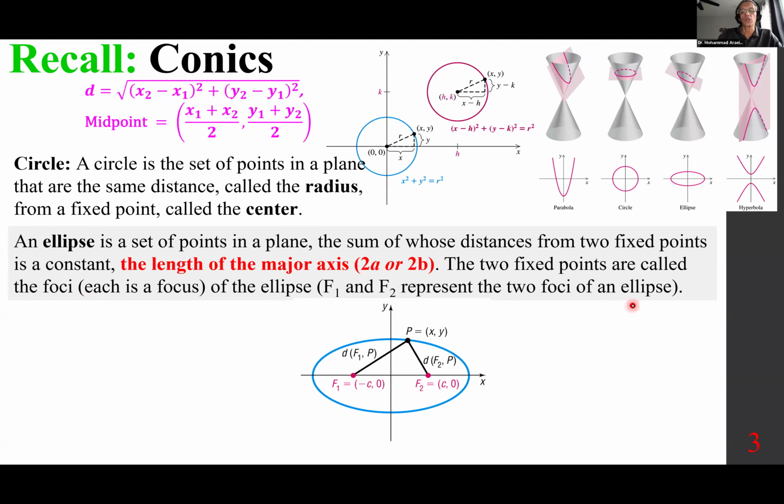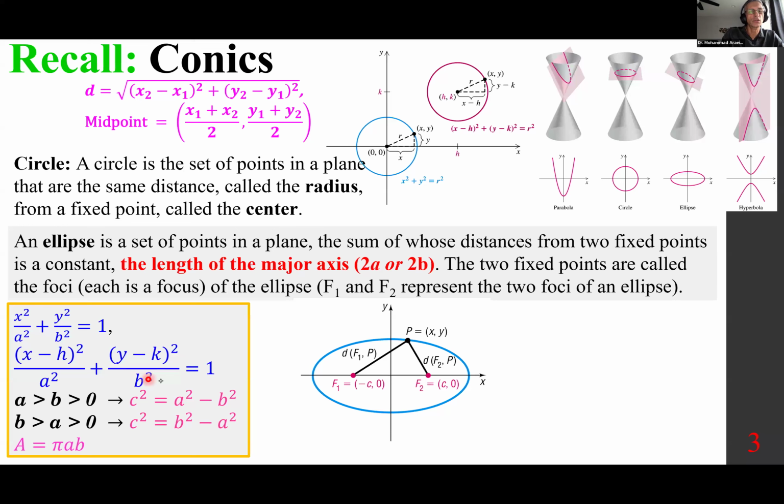So in short, we have the following formulas. x squared over a squared plus y squared over b squared equals 1, if it's centered at 0, 0. If it has a different center, such as h and k: x minus h quantity squared over a squared plus y minus k quantity squared over b squared equals 1. When it's elongated along the x-axis, this is a and it's larger than b. Then when a is larger than b, c squared equals a squared minus b squared. And if b is larger than a, c squared is b squared minus a squared.